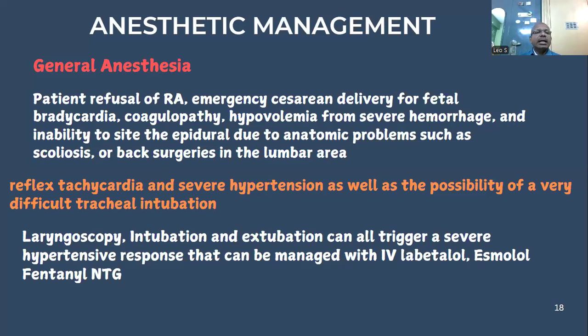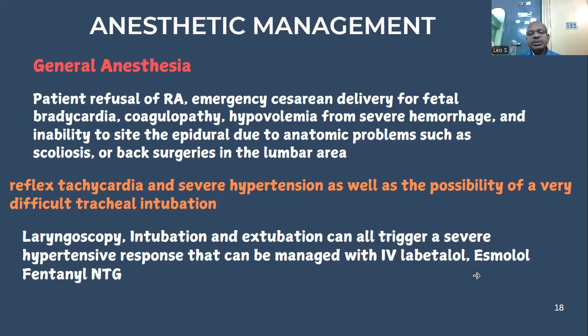General anesthesia is planned whenever the patient has a refusal for regional techniques, emergency cesarean delivery for fetal bradycardia, coagulopathy, hypovolemia from severe hemorrhage, inability to site the epidural due to anatomical problems, or any surgery in the back region. Reflex tachycardia and severe hypertension, as well as the possibility of a very difficult tracheal intubation, are important complications with general anesthesia.